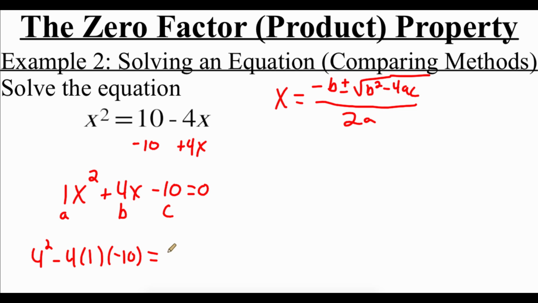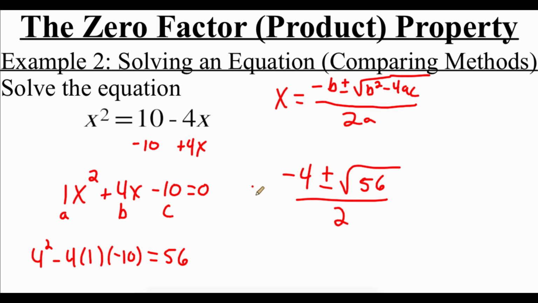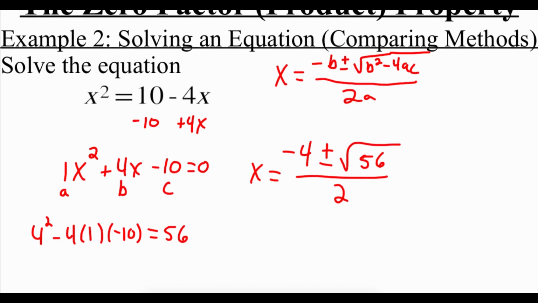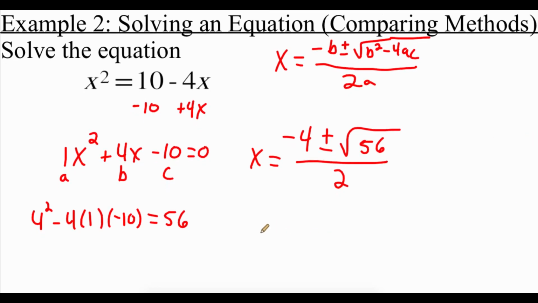If we simplify all that down, we're going to get 56. We got a positive answer, so that means there's going to be two solutions to our equation. So I'm going to fill in the rest of what we've got. Negative b is negative 4 plus or minus the square root of that discriminant, so the 56, all over 2 times a, so 2 times 1 is 2. Now there are two actual solutions in here because of the plus and the minus, so we can separate that out if we want to.